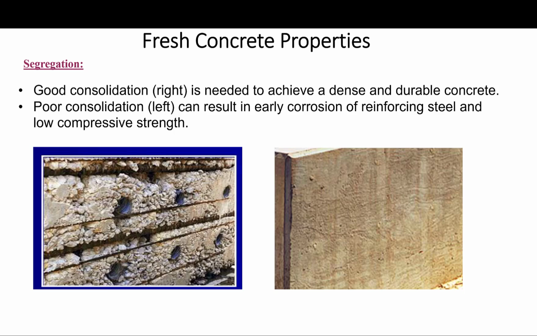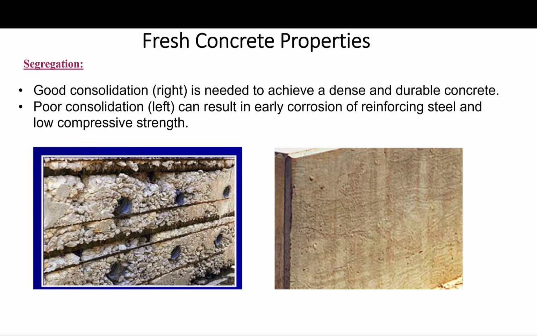So if we want to have durable concrete, we must avoid segregation. Segregation, basically, if we define it, is the separation of the components of fresh concrete, which will result in a non-uniform mix. Now, as concrete is made up of materials of different sizes and specific gravities, incorrect handling, mixing, placing, and consolidation more than likely will result in segregation. For example, dropping concrete from height without a proper conveying method will result in segregation.